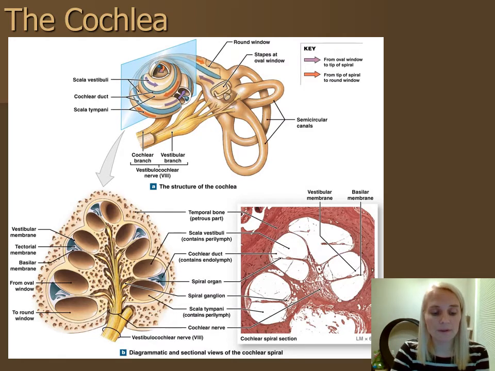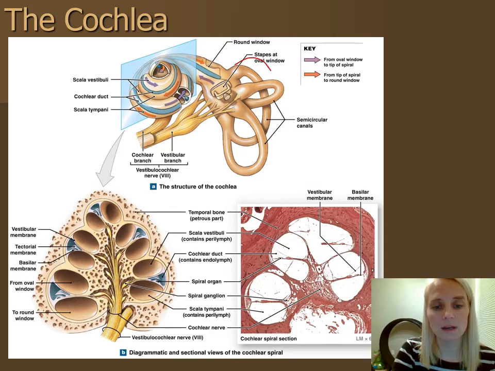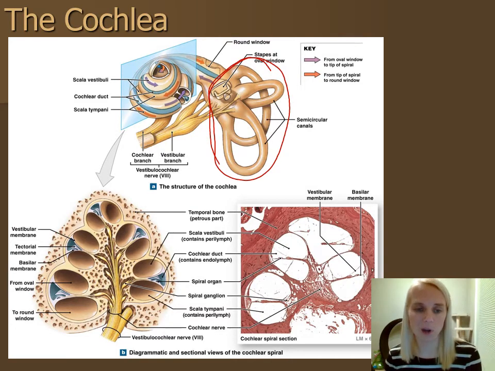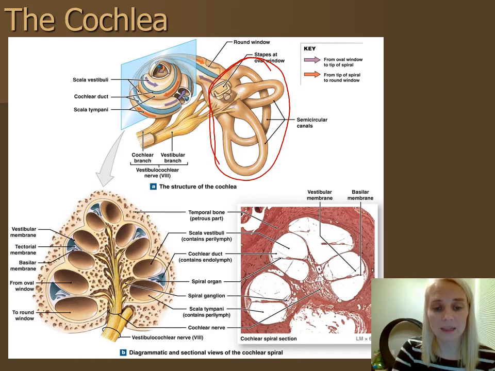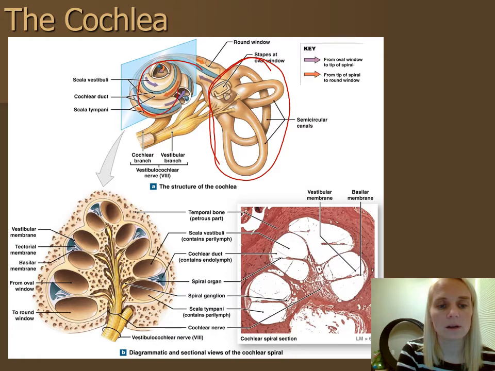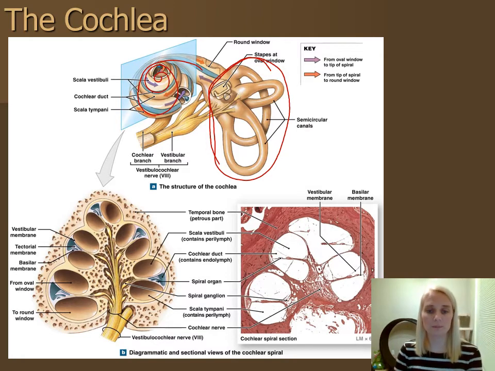So here we have a different perspective of our inner ear, because here is our vestibular complex, everything we just got done taking a look at, on the opposite side. And then the vestibular branches there. And then here is our cochlea. Cochlea means snail-like, so it looks like a snail's shell. That's a good anatomical name for it.